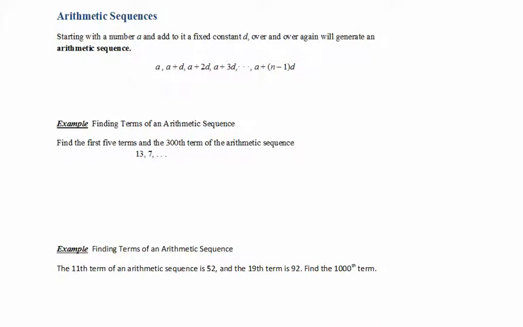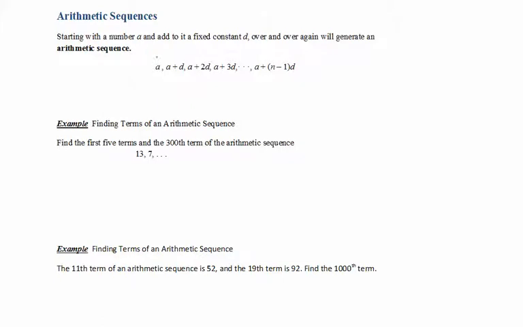Hello and welcome to this introductory video regarding arithmetic sequences. In this video we're going to study a special type of sequence called an arithmetic sequence. How do we generate it? We start with the number a and add to it some fixed constant d, and you keep adding that d to the previous term over and over until you generate this arithmetic sequence. So let's see an example.